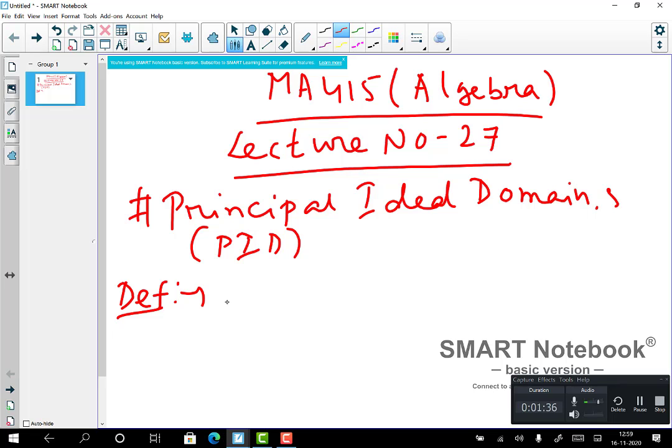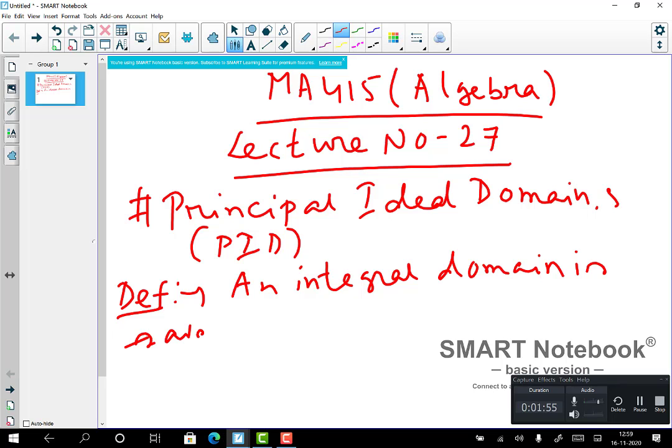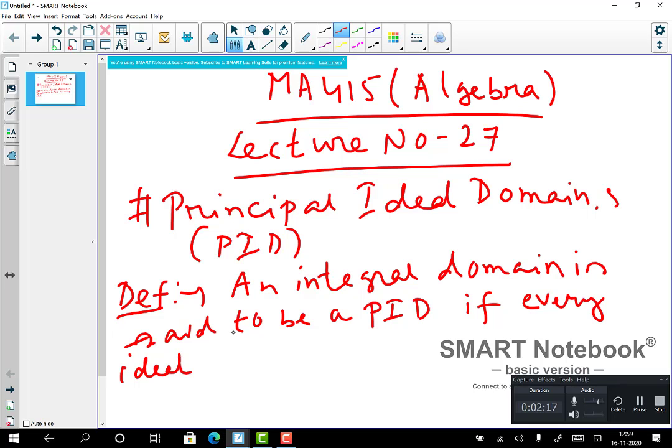So, as the name says, an integral domain is said to be a principal ideal domain if every ideal is a principal ideal.